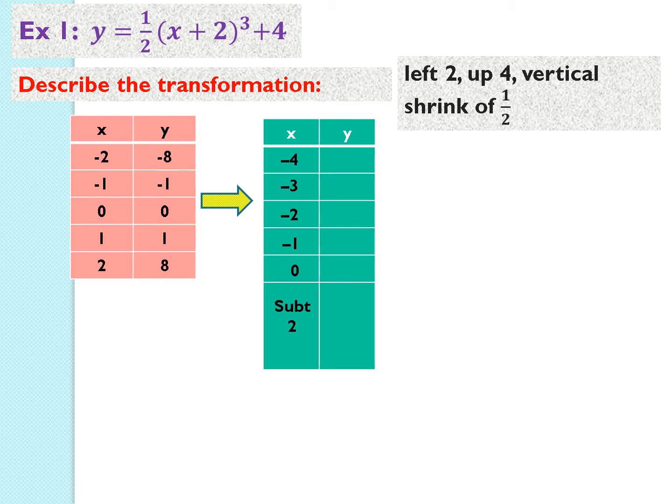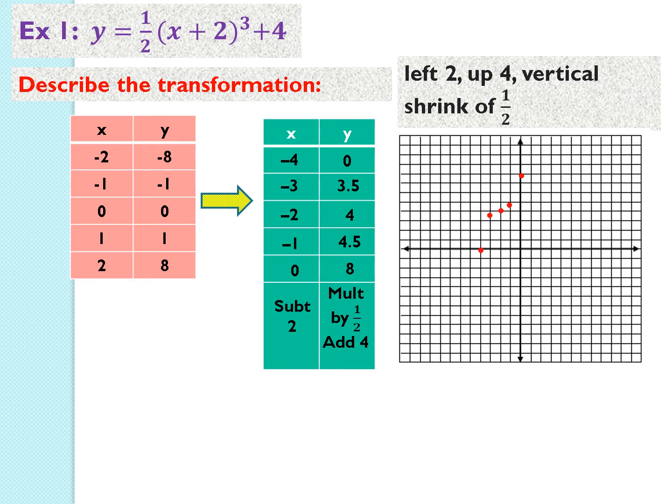Now, how do we go from old y's to new y's? Well, that's the a and the k value. So we're going to multiply by a half and then add 4. And we get the following value. So for example, negative 8 times 1/2 is negative 4. Negative 4 plus 4 is 0. Negative 1 times 1/2 is negative 1/2 plus 4, 3.5, or 3 and 1/2. So now we graph these on our graph, connect the dots.